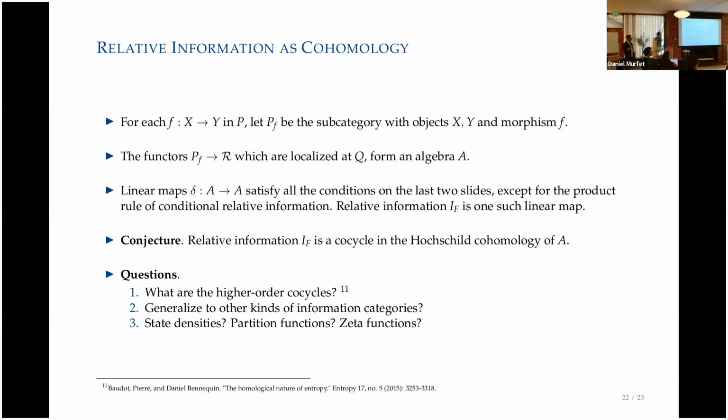When you talk about the information cohomology, do you mean just the first degree or all degrees? So at least for KL divergence, it's just the first degree, the first cocycle. The higher order cocycles, I don't know what they are actually.